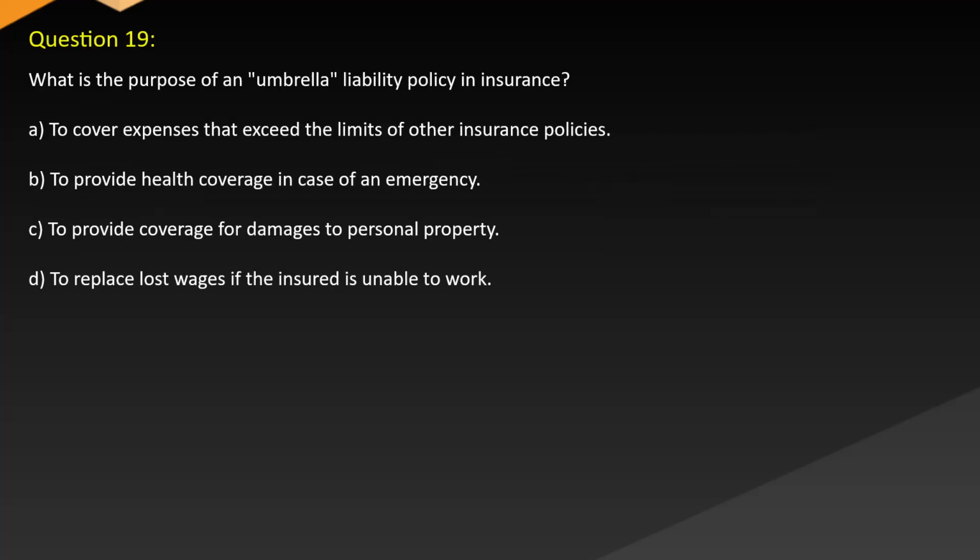Question 19. What is the purpose of an umbrella liability policy in insurance? A. To cover expenses that exceed the limits of other insurance policies. B. To provide health coverage in case of an emergency. C. To provide coverage for damages to personal property. D. To replace lost wages if the insured is unable to work.